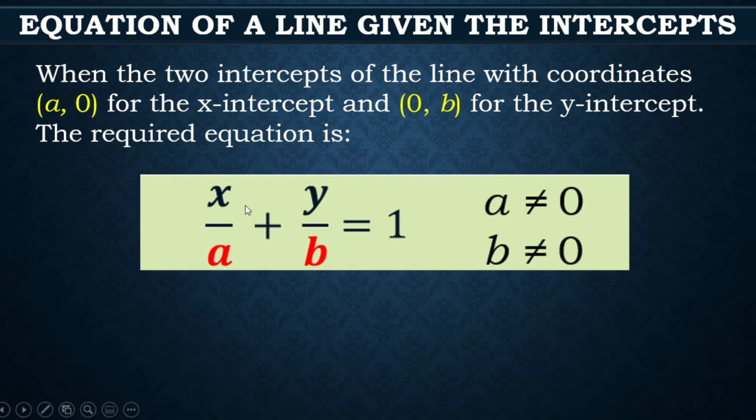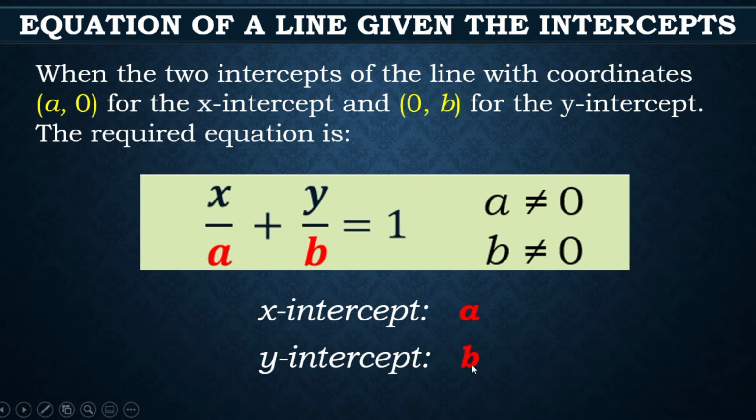So, this time, we will be using the intercept form kasi given ng ating x-intercept at y-intercept. So, dun sa mga previous videos natin, given ng slope at point, given ng slope at y-intercept, given ng 2 points. Now, this time, intercepts pareho ang given. So, ito naman ang gagamitin natin kapag ang tinatanong ay equation of the line given the intercepts. So, tatandaan na ang x-intercept natin, that is your a, and then your y-intercept, that is your b.